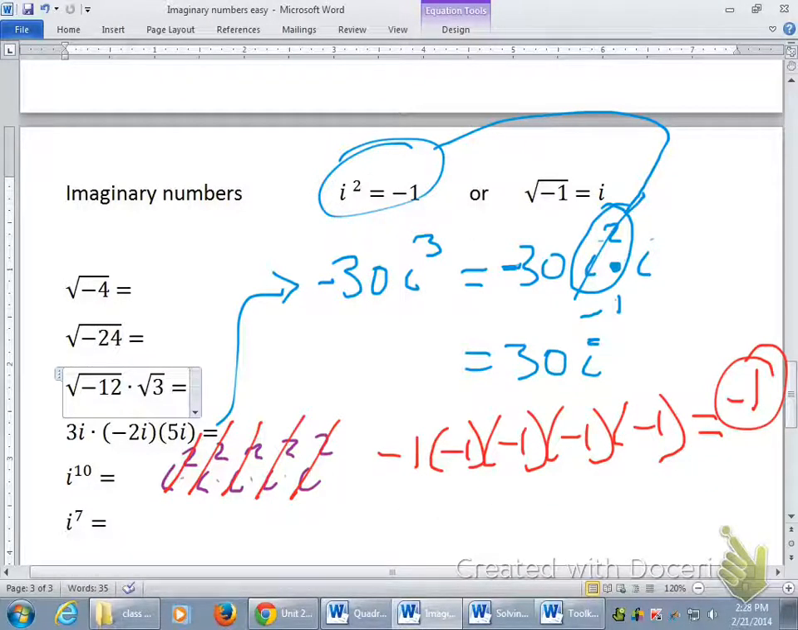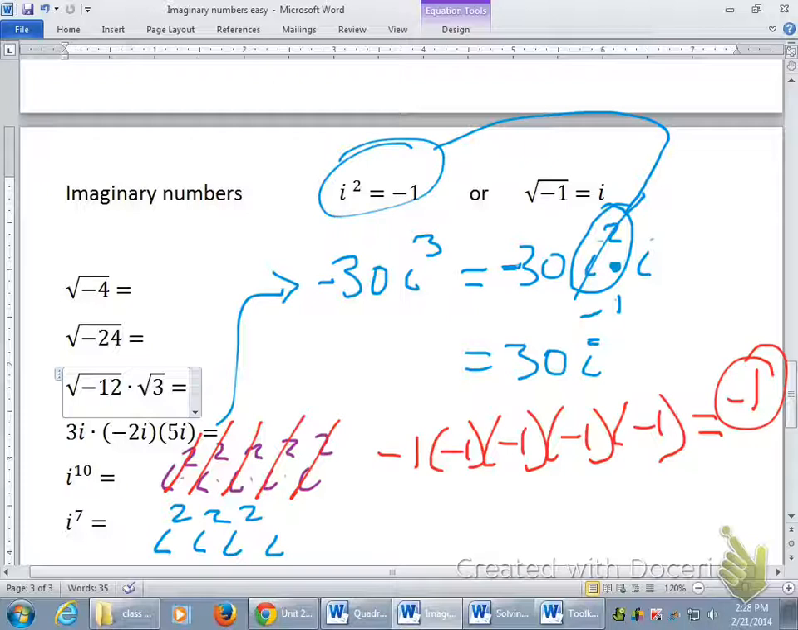Okay? Just playing around, guys. I promise you. Don't worry too much about this. We're just playing around with a new concept. What about i to the 7th? Take the same concept and go with i to the 7th. i to the 7th would really be i to the 2nd times i to the 2nd times i to the 2nd times i. Just a single i, right?